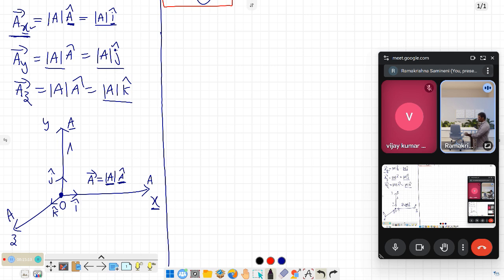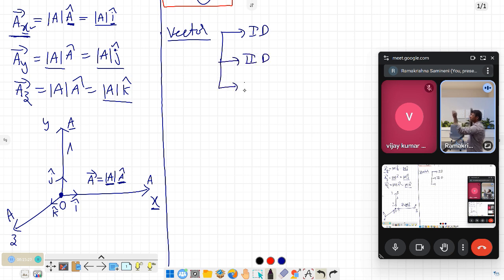This is the way you represent one dimension. I can classify the vectors according to the way they are oriented: one dimensional vector, two dimensional vector, three dimensional vector. If you are able to write one dimension, two dimension, three dimension, that's it. After that we can go to the next level of understanding.